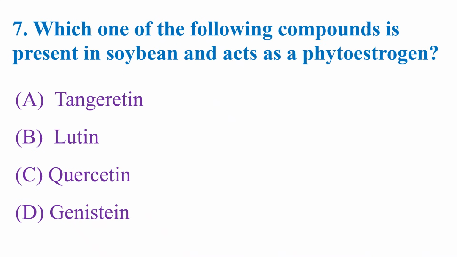Question number 7. Which one of the following compounds is present in soybean and it acts as a phytoestrogen? Tangeritin, lutein, quercetin or genistein? So correct option is D, that is genistein. So this genistein, it is a phytoestrogen. Actually, it is a plant-derived estrogen compound which is abundant in soybean.